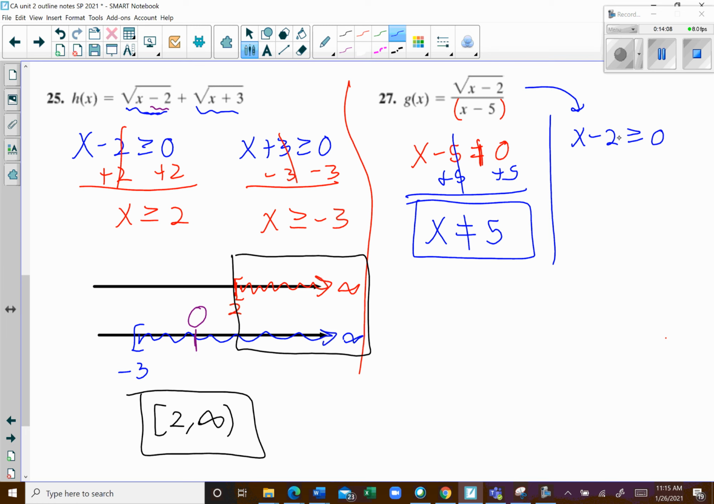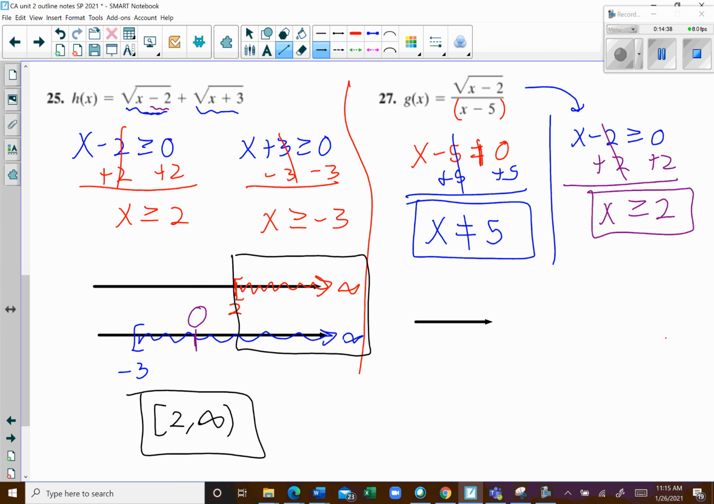So x minus 2 needs to be greater than or equal to 0. Okay? It's not in the denominator of a fraction, so you don't have to worry about 0. 0 is okay. So we're going to go ahead and add 2 to both sides. And so we get x is greater than or equal to 2. So I have 2 conditions. I have a condition saying x needs to be greater than or equal to 2, but we're also saying x can't equal 5. And so those are going to have to come together.